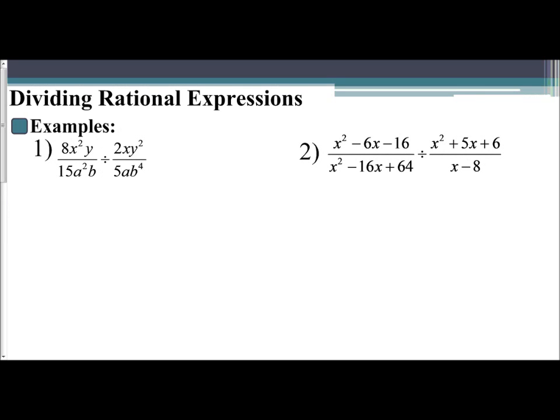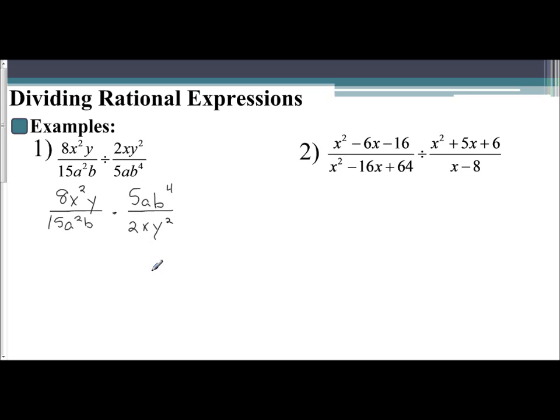First off, I have 8x squared y over 15a squared b divided by 2xy squared over 5ab to the fourth. I see here that I am dividing two rational expressions where we have monomials. So what I'm going to do is flip the second fraction. I'm going to keep the first one exactly the same. So to flip the second fraction, the 5ab to the fourth goes on top, and the 2xy squared goes on the bottom.